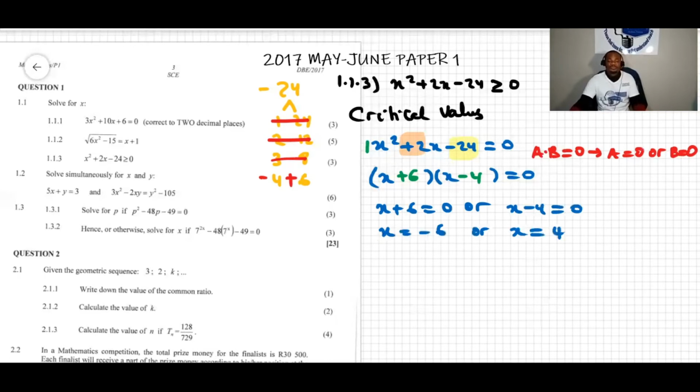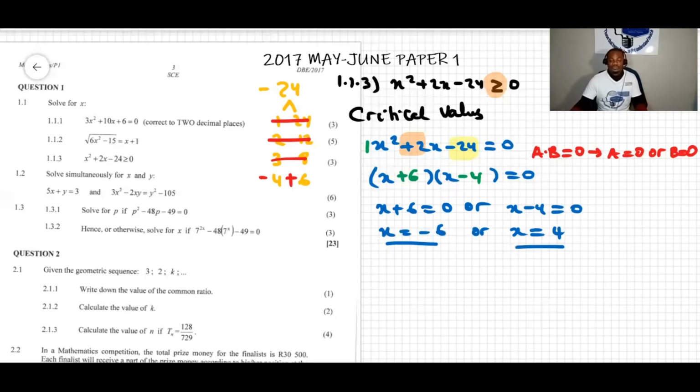Then x equal to negative 6 and x equal to 4 are not the solution, because we have an inequality over there. They're not the solution of this inequality, but they just determine the boundaries of the interval of this inequality.